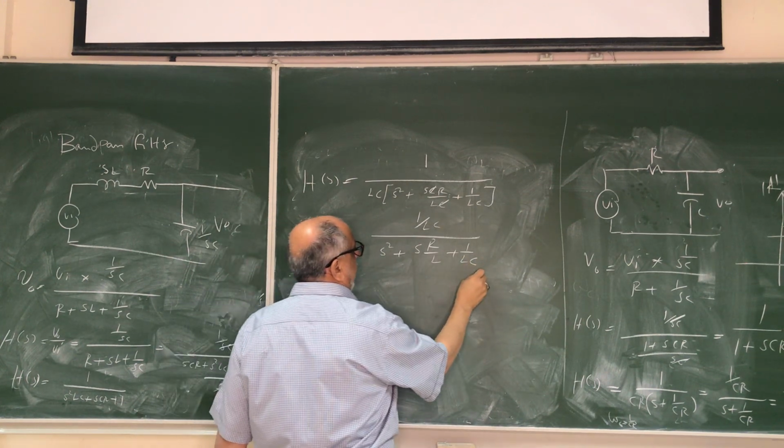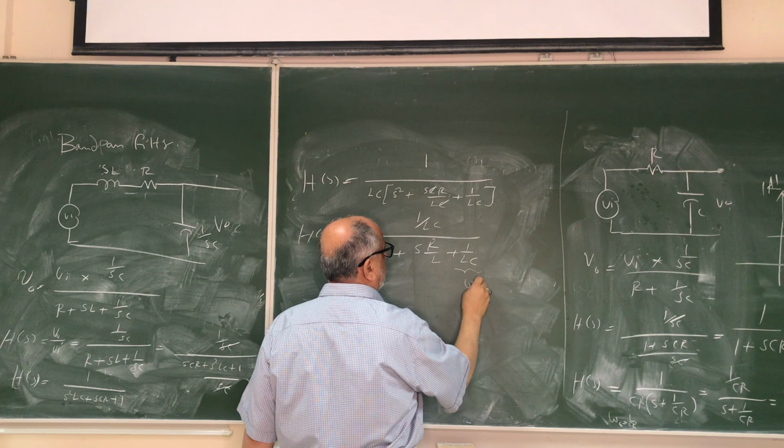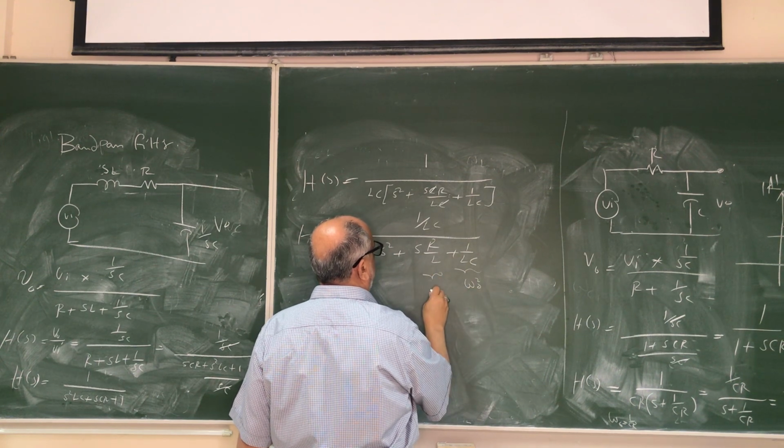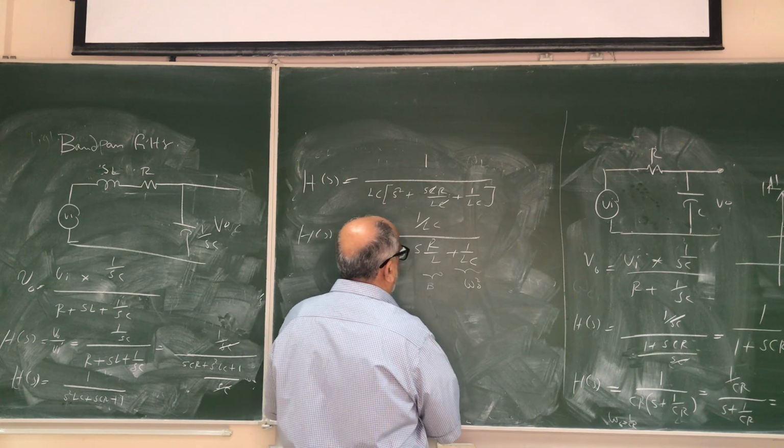Now this term is omega naught square. This term is the bandwidth, right? Which is omega naught over Q.